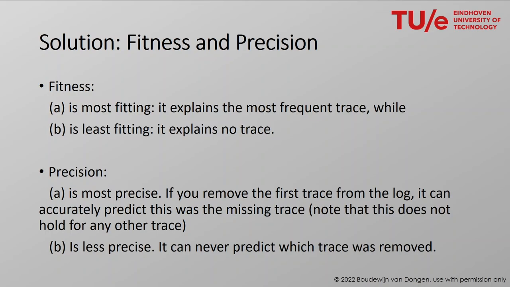With fitness, we do know, right? A is most fitting because it at least explains something. B is not fitting at all. It's not zero. You can find alignments, but it will be very close to zero. A is precise, and this is a slightly different reasoning. If you remove this one trace from the event log, it can accurately predict that that is the one you removed.